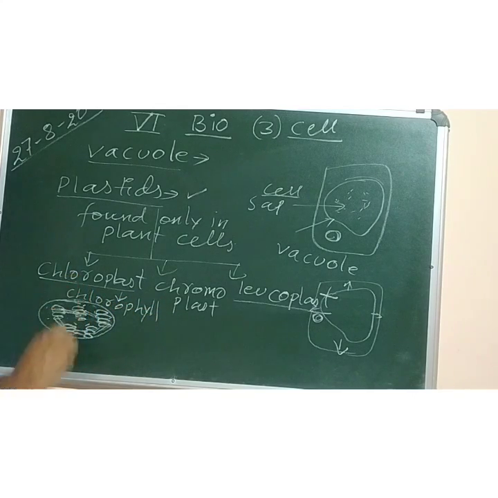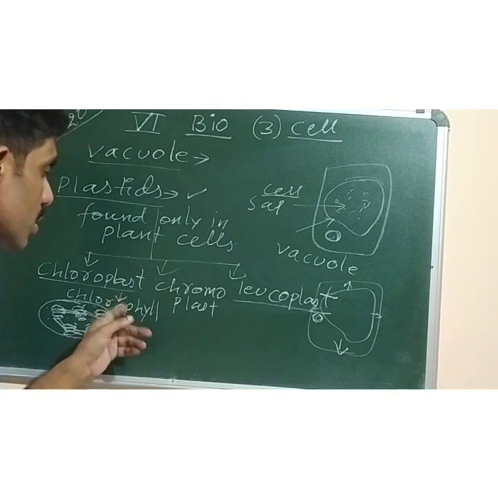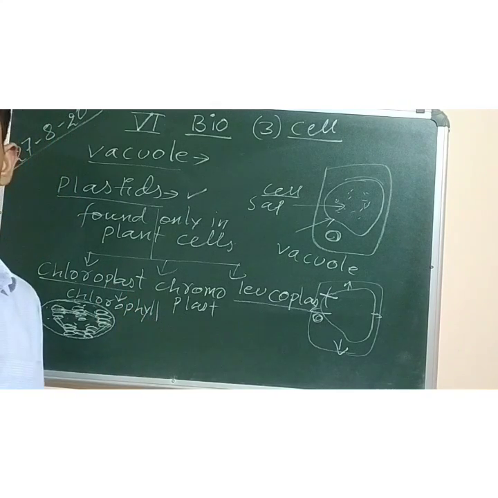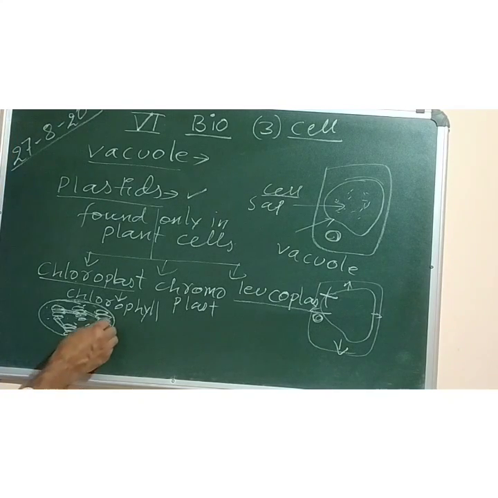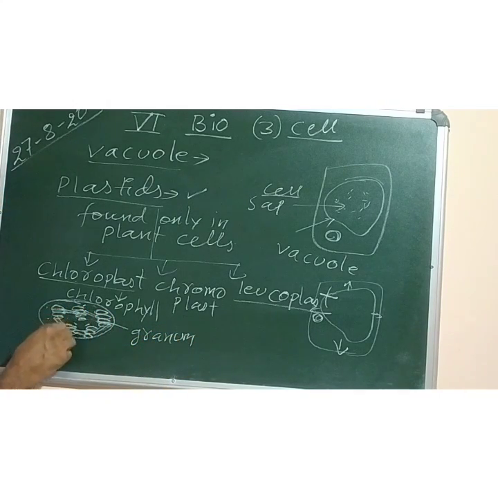So why are the chloroplasts green colored plastids? Because they contain a pigment called chlorophyll, and this is the pigment which gives green color to all the green parts of the plant, like the leaves or the stem. Now what is this structure called? I said granum. And there are many grana present.